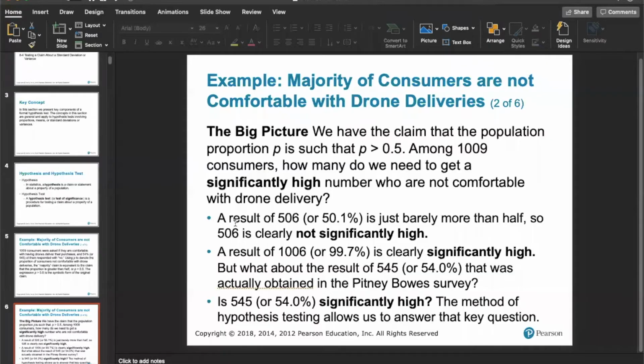If we were looking at our results, we had 506, so about 50.1% would be barely more than half. So 506 people is clearly not a significantly high number. If you have just over 50%, that's not going to be a significantly high number. But a result of something like 1,006 people out of 1,009 would be a very significantly high number. So we always want to be comparing what we're doing to see if something is significantly high or significantly low, if it's an alternative.